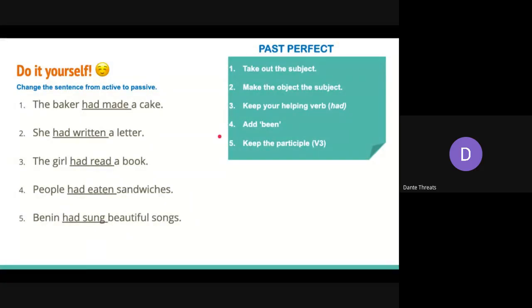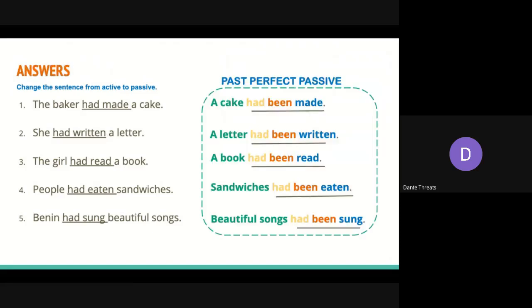All right, so you should have finished writing out these practice sentences. Let's check your answers. The baker has made a cake. Changed from active to the passive voice, it should say a cake had been made.